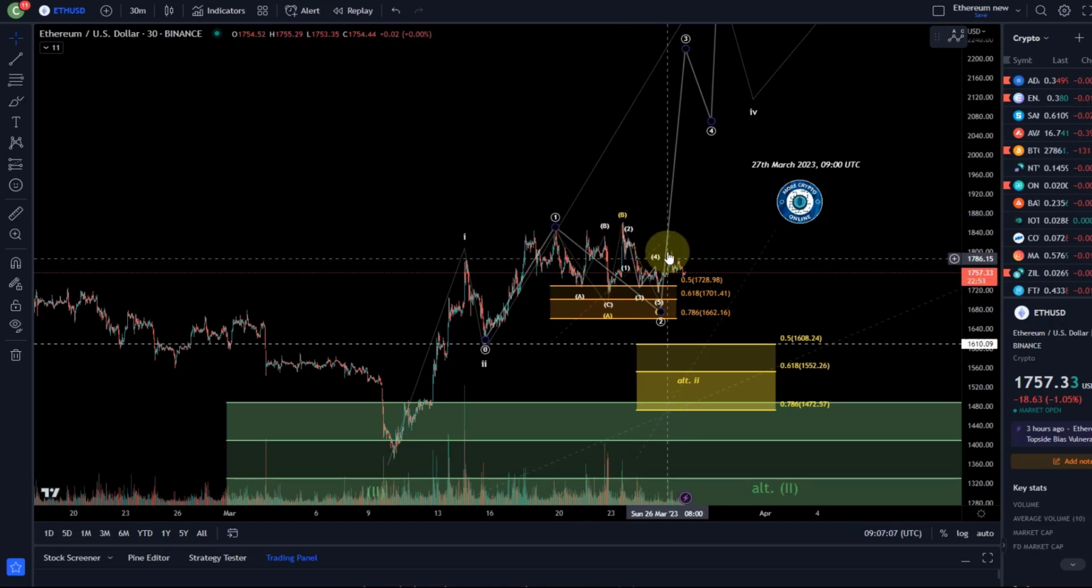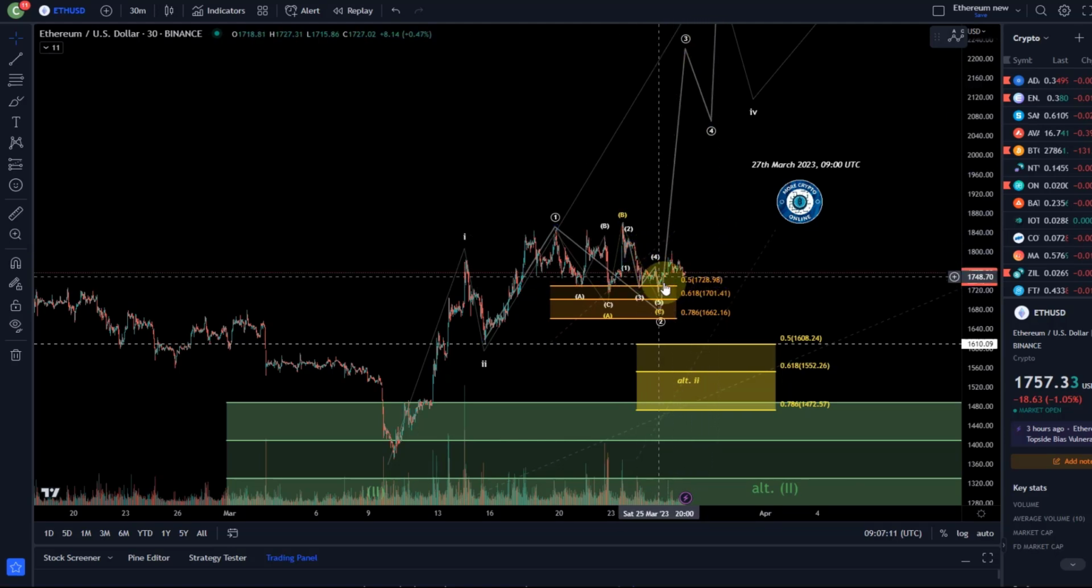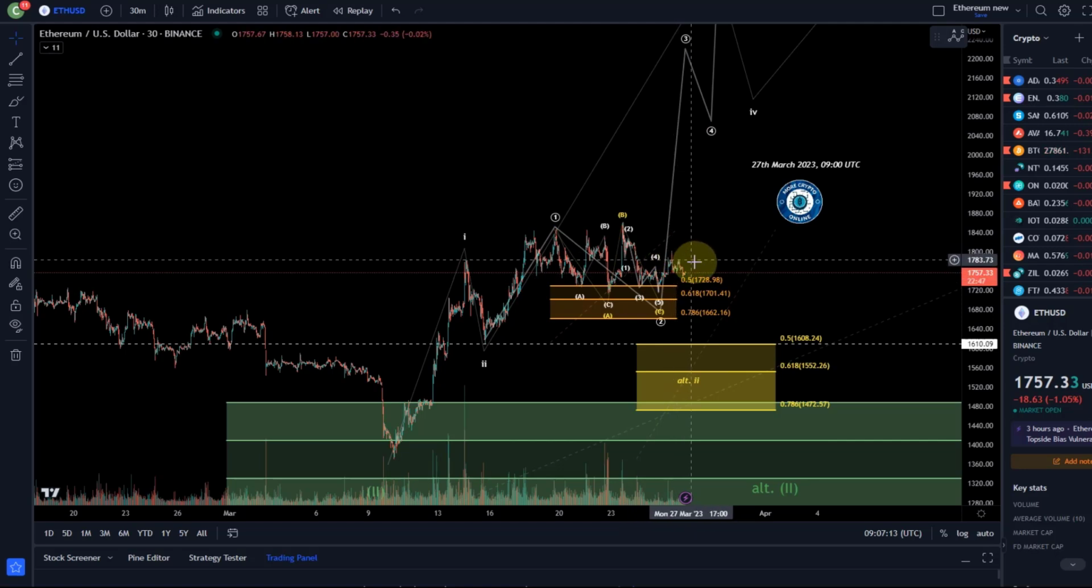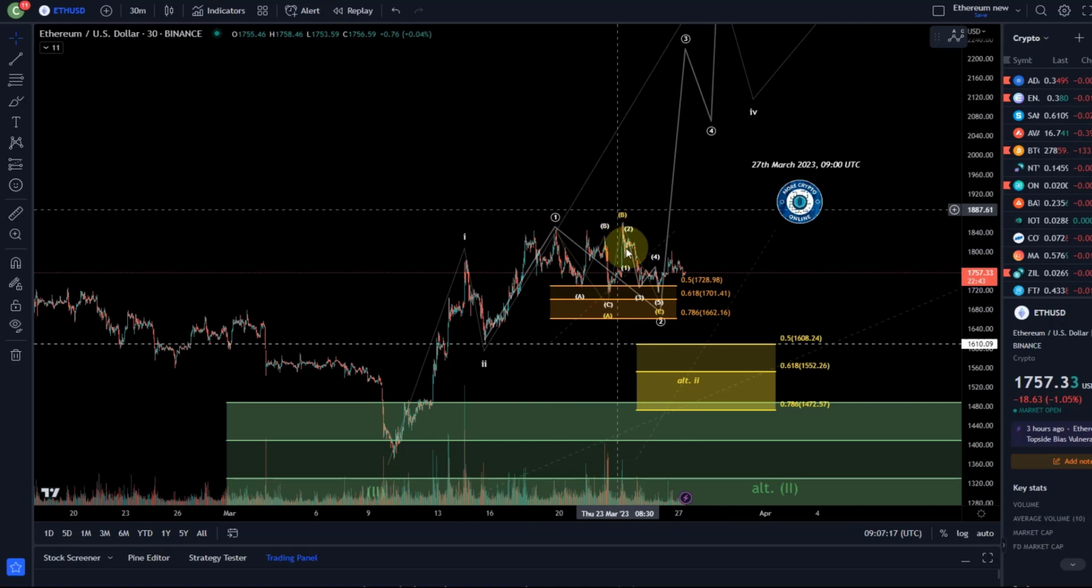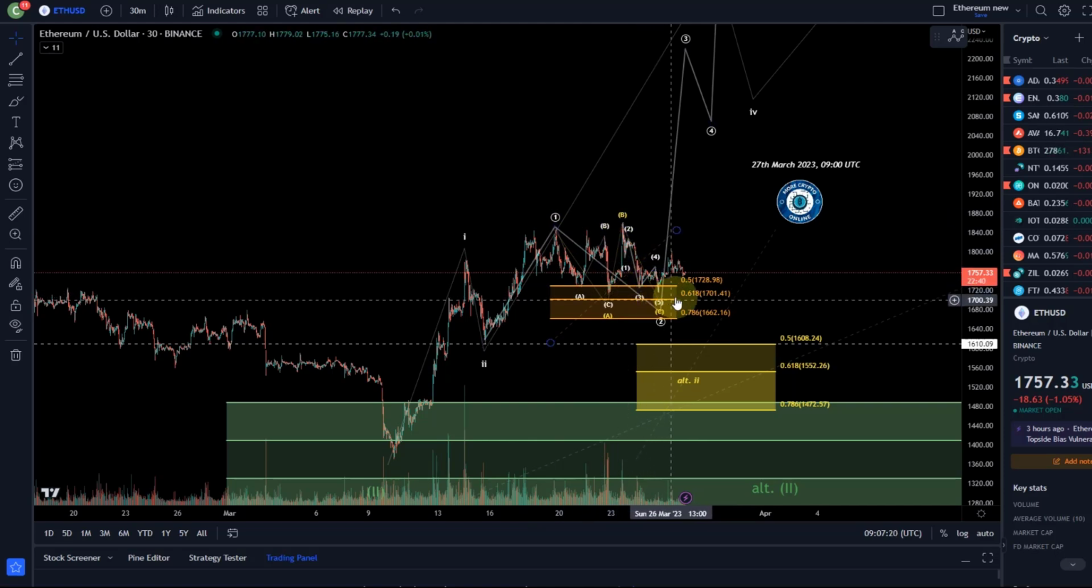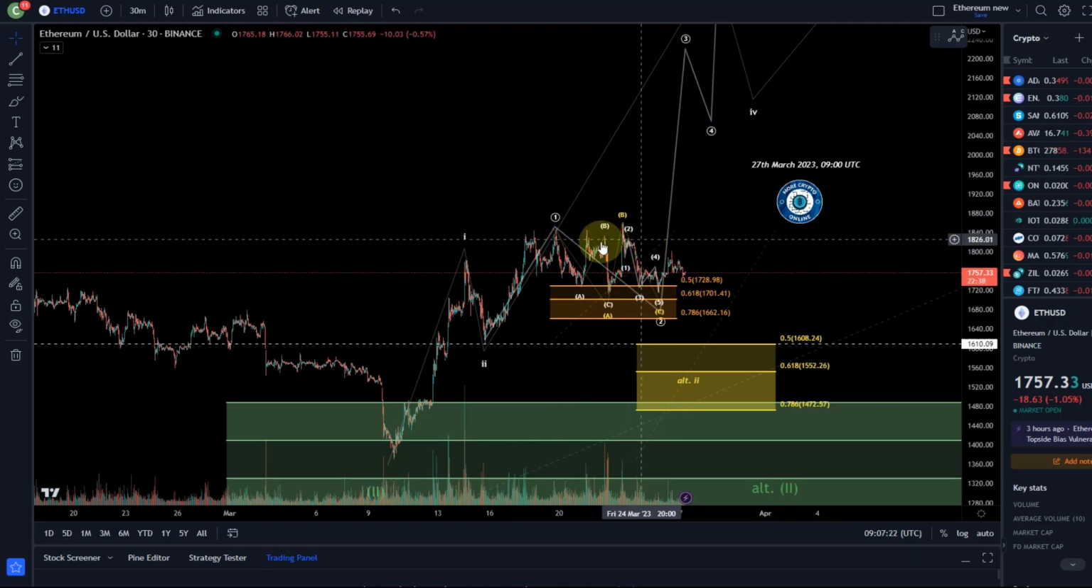I really need to see that to confirm that we are heading to the upside, because until then, well, it could just be an extension of the correction. At the moment, we can count an ABC structure complete, but that doesn't mean it has to be complete. These can always extend out further.